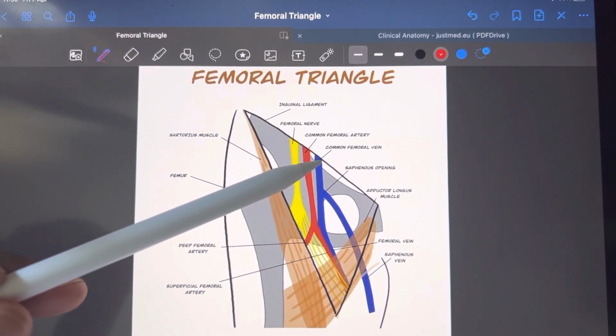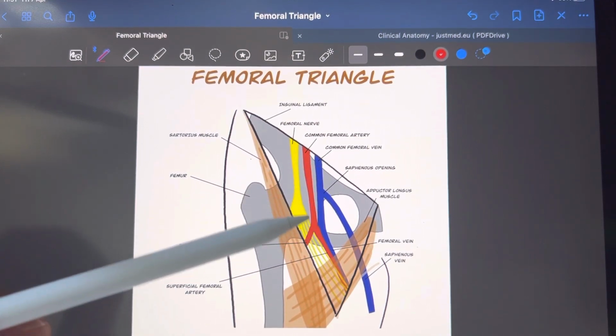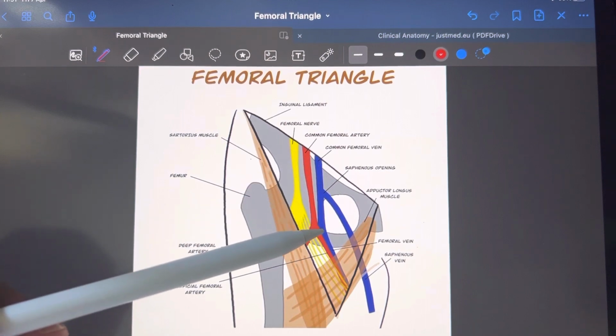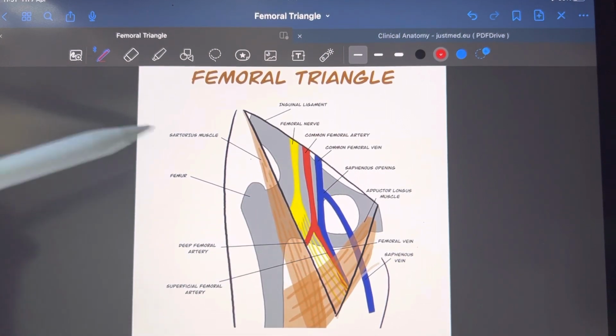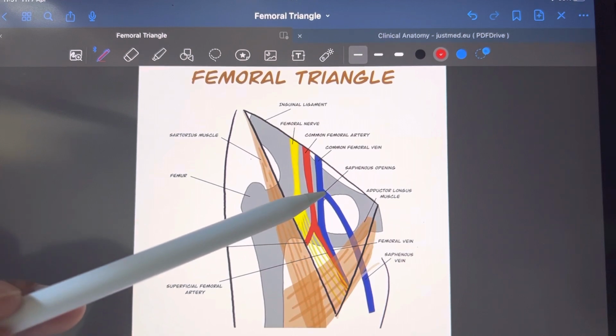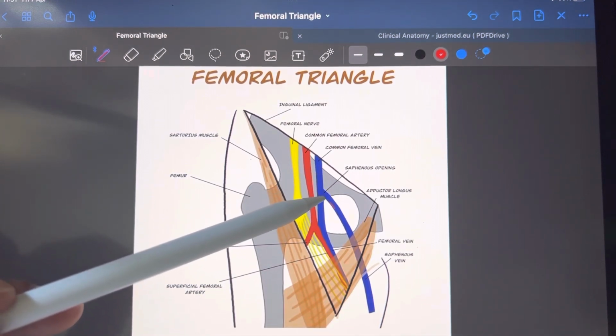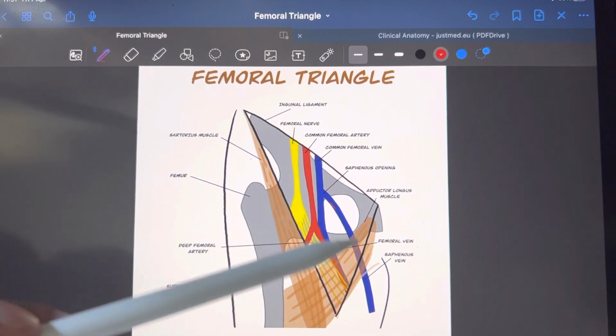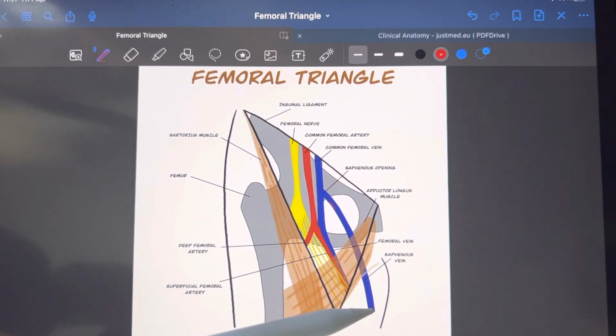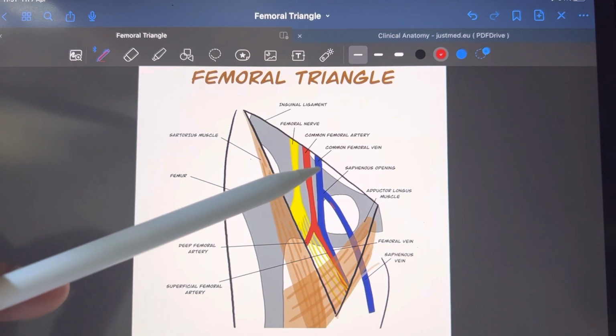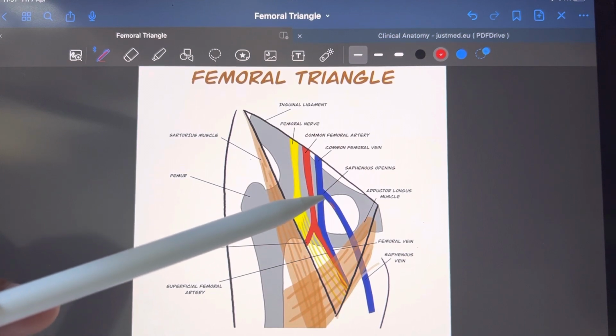The common femoral vein is the most medial structure, which then follows the division of the femoral artery. And what you can see here, this is the saphenous vein. The saphenous vein is connecting to the femoral vein by using a structure called the saphenous opening. Okay, the saphenous vein comes from the medial aspect of the foot, so it's draining blood from that aspect and it brings it all the way up to the common femoral vein through the saphenous opening.